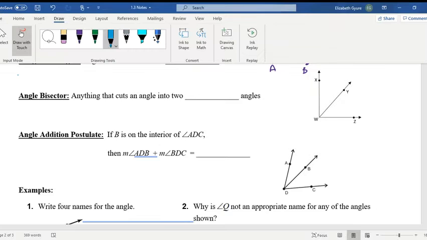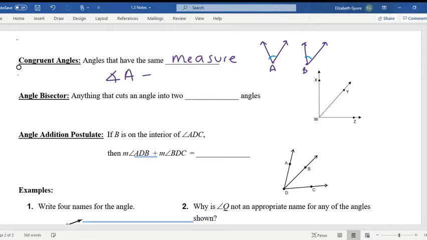And then how you would write this as a statement is you would say angle A is congruent to angle B. So you'd use your little congruent angle symbol. And again, this means they both have the same measure. So for example, if they were both 45 degrees, those would be congruent to each other.